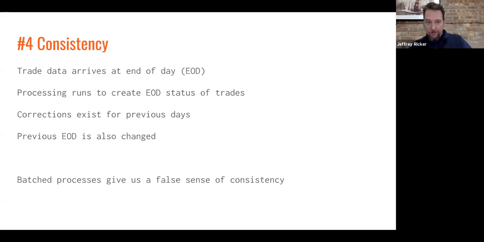In reality, after you closed the books yesterday, some corrections came in. They found some new trades. They found out they made a mistake, et cetera. So you've already had to update yesterday's end of day balance, right? Then you're taking this stuff and making it. And guess what? By the time you publish it, more corrections have already come in. So batch processes give us a false sense of consistency.